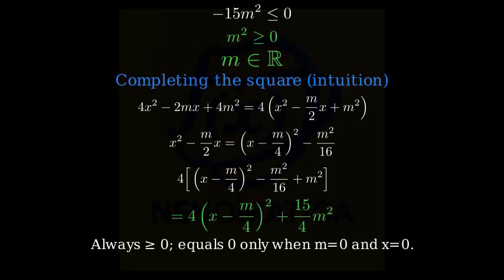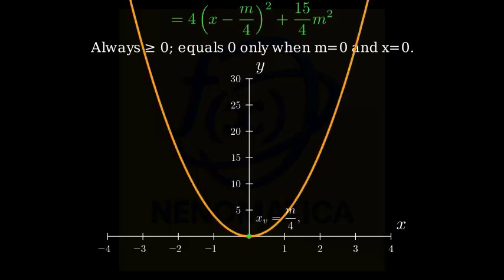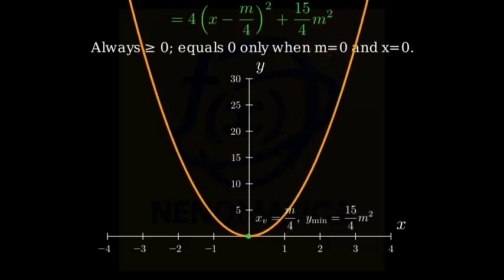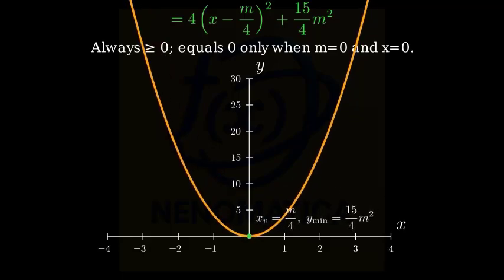Let us visualize the parabola for different values of m to see why this is always non-negative. We plot y equals 4x squared minus 2mx plus 4m squared on the same axis. As we vary m, notice the graph remains above or touches the x-axis and never dips below. The minimum value occurs at x equals m over 4 and is equal to 15/4 m squared, which is always non-negative.